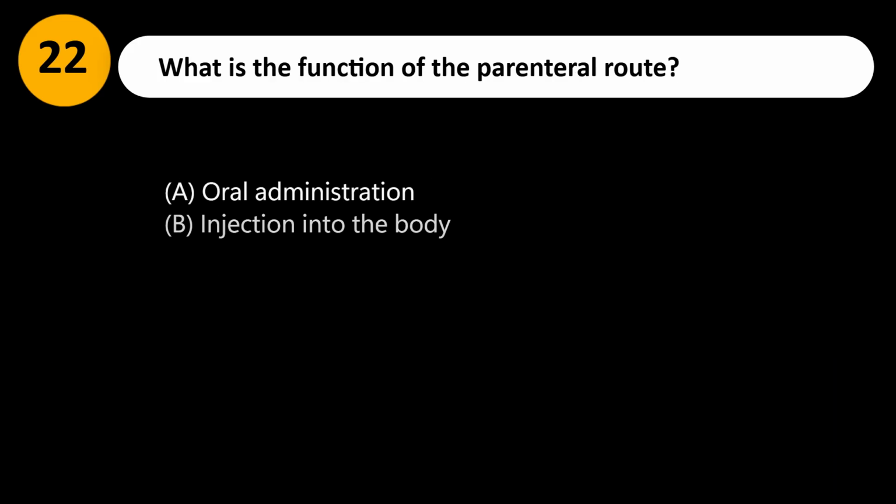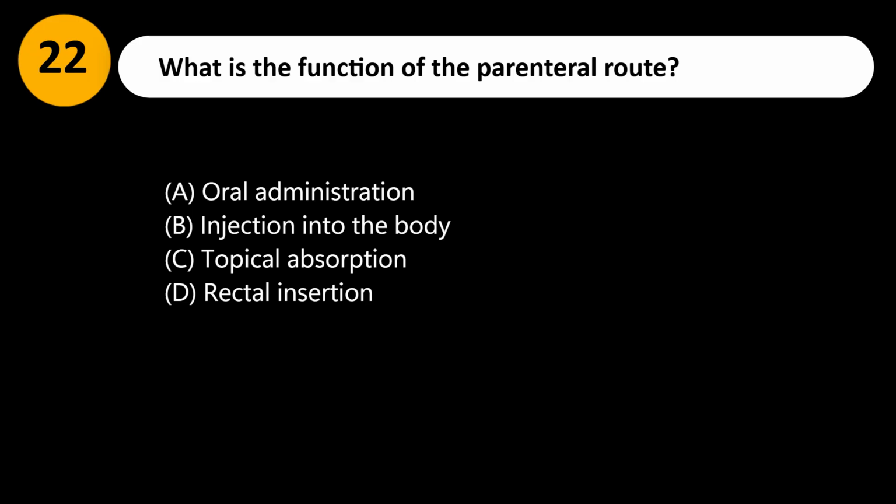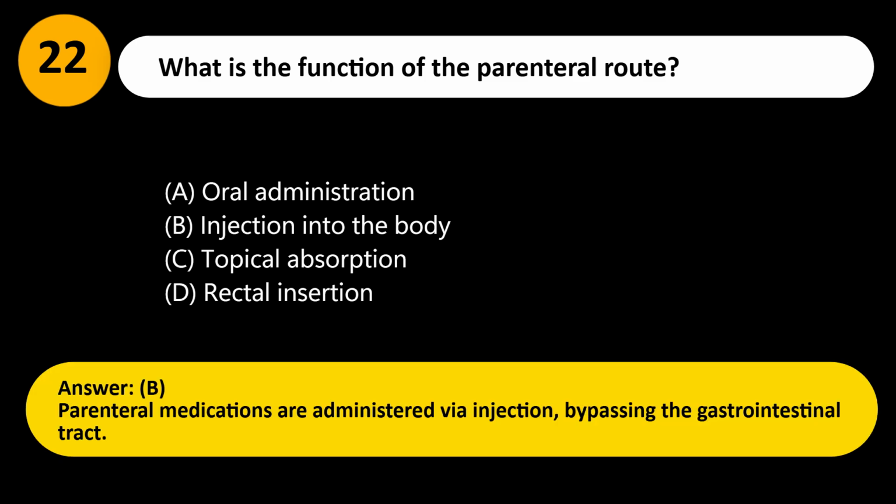What is the function of the parenteral route? A. Oral administration. B. Injection into the body. C. Topical absorption. D. Rectal insertion. Answer, B. Parenteral medications are administered via injection, bypassing the gastrointestinal tract.